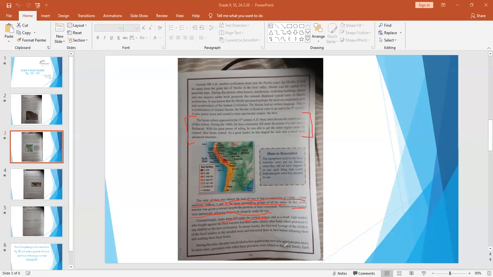Okay, so here on this page, we learn a bit about the Inca civilization and what it was all about, and also what made them unique and special from the other civilizations. Let's move on to the next page, grade 9.